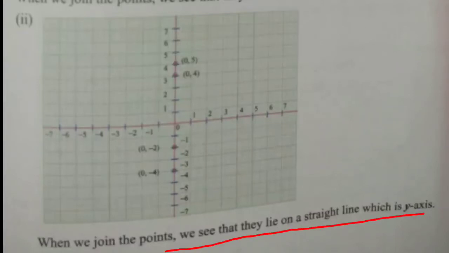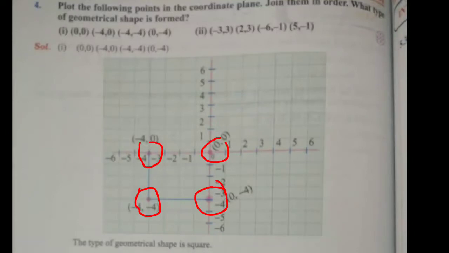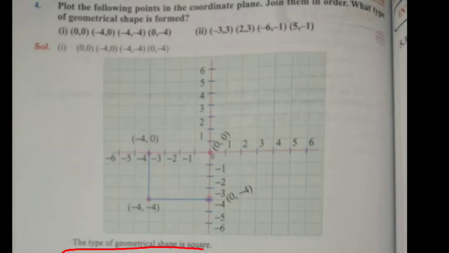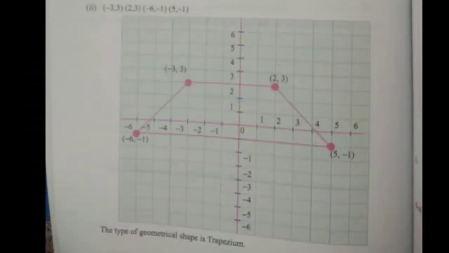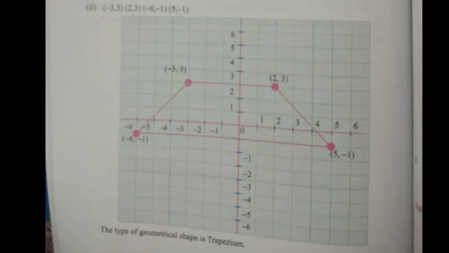Next, in the fourth sum, plot the following points in the coordinate plane and join them in order. What type of geometrical shape is formed? In the first sum, (0, 0), (-4, 0), (-4, 4) and (0, -4). If we join those 4 points, we will get the geometrical shape as a square. Next, in the second subdivision, (-3, 3), (2, 3), (-6, -1), (5, -1). If we join those 4 points, you will get a geometrical shape which is a trapezium.